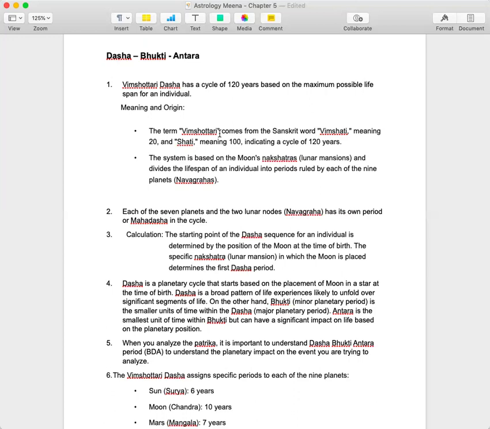At a broader level, it's divided into 3 parts. Dasha is the longest, 120 years, consisting of all the 9 heavenly bodies, the Navagrahas. Then each dasha is divided into a further breakdown of the same cycle of the 9 heavenly bodies, which is called bhukti. Each bhukti is again subdivided into the same cycle of the Navagrahas, which is called antara.